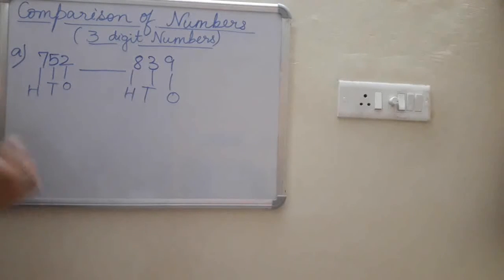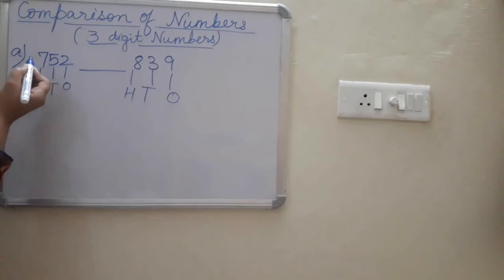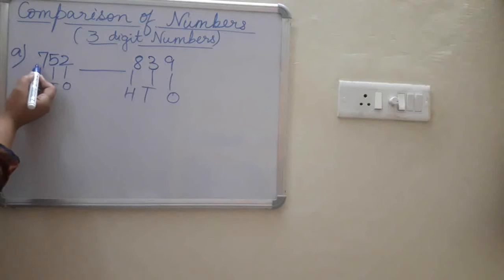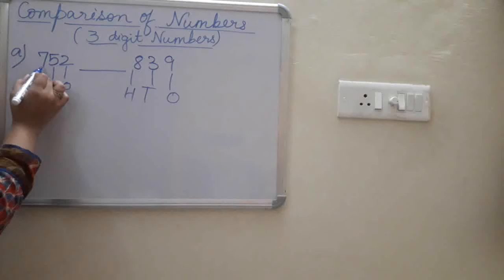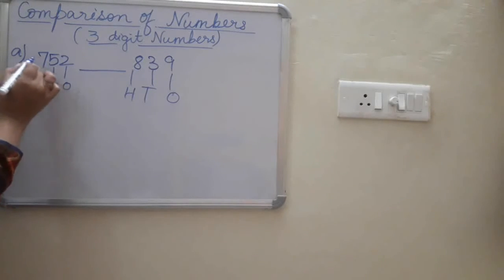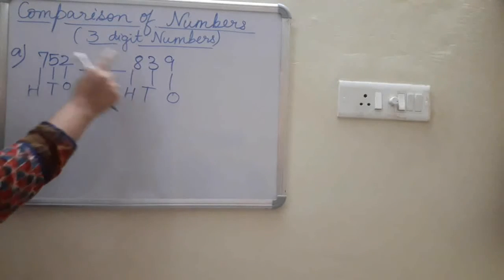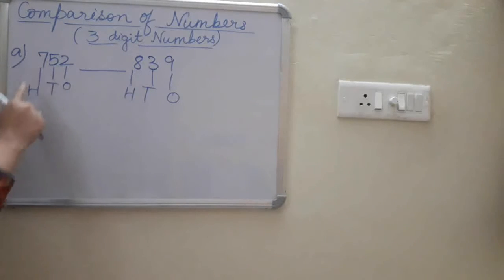So always remember that whenever we are asked to compare any two numbers, if the number is a 3-digit number, then we start comparing from the left side. This is our left side and that is our right side. So we start comparing the digits from the left side. Here you can see, at the extreme left side there's the number at hundreds place. So first of all we compare the digits which are situated at hundreds place.